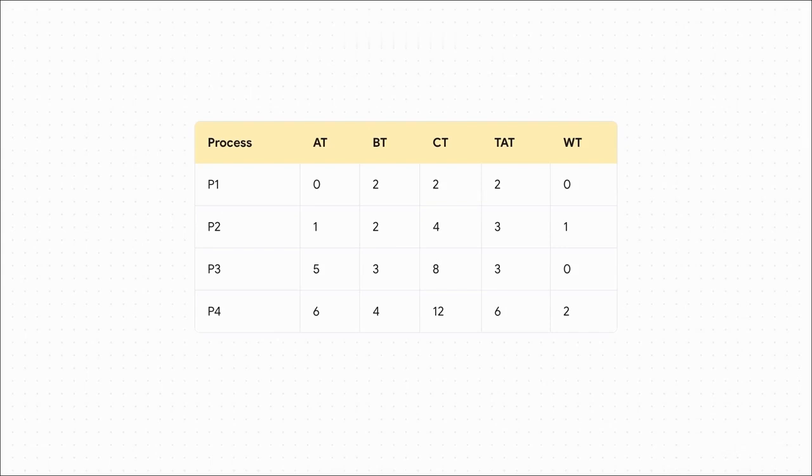Okay, now we can fill everything in. We can pull the completion time for each process straight from our Gantt chart. From there, the rest is just simple math. And notice something interesting. P1 and P3 had 0 waiting time. Why? Because the CPU was free the moment they arrived. But P2 and P4 had to wait their turn.